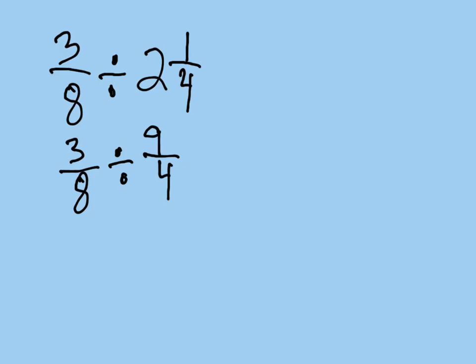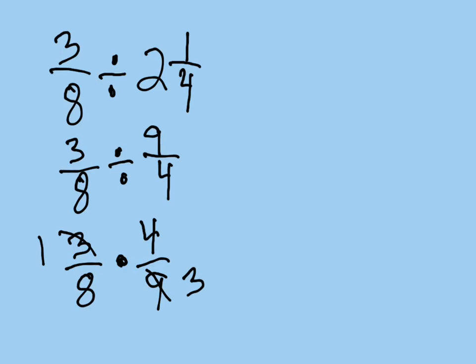So our division is going to start now, and we're going to take the reciprocal of 9/4. So we're going to take 3/8, because that's not affected by the division sign, 3/8 times 4/9. And, oh, that looks like that's got quite a bit of simplifying we can do. 3 goes into 3 once, 3 goes into 9 3 times, 4 goes into 8 twice, and 4 goes into 4 once. And now we multiply across.